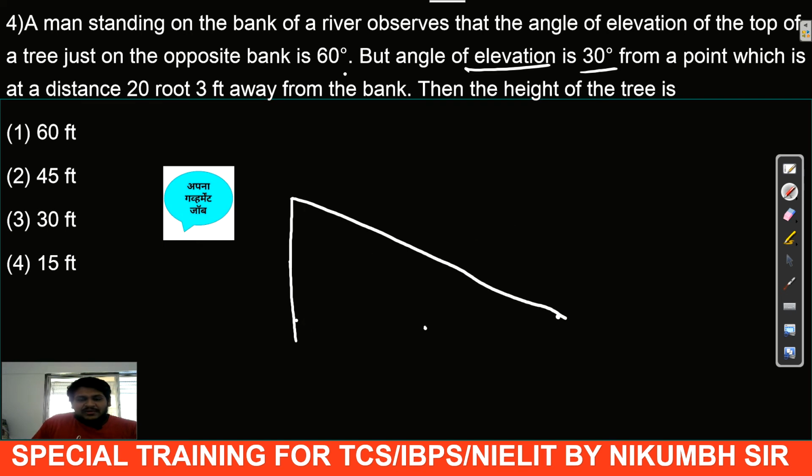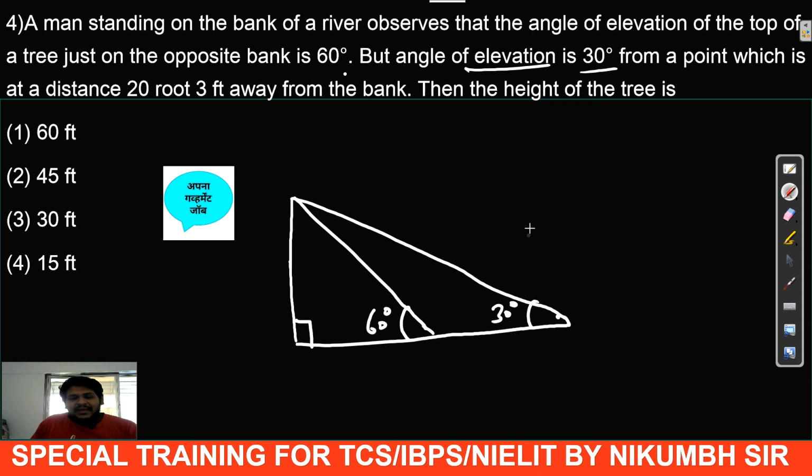Okay, obviously it will not be here because this is 90, no, so it will be here. Okay, it will be here. I will make the bank of the river. So suppose this is our river, so this will be our 60°. Okay, and this will be our 30°, which is on the opposite side of the man. Okay, now angle of elevation and depression, the concept remains the same.